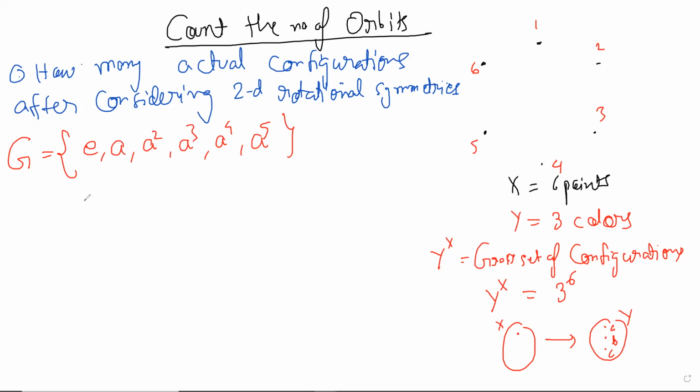This set has a very interesting property which symmetries in general have. Two symmetries combine to form another symmetry, isn't it? For example, a squared and then a to the power 5 will combine to form which symmetry? It will just be the symmetry a, right? You can do it algebraically. This is a to the power 7, but a to the power 7 is a times a to the power 6. A to the power 6 is 1, and so it's just a.